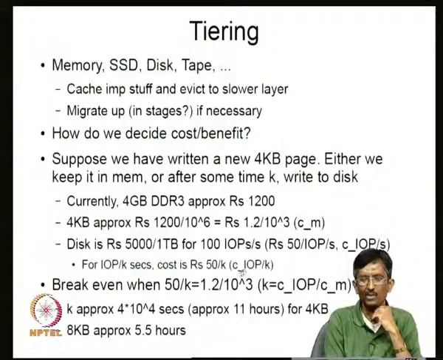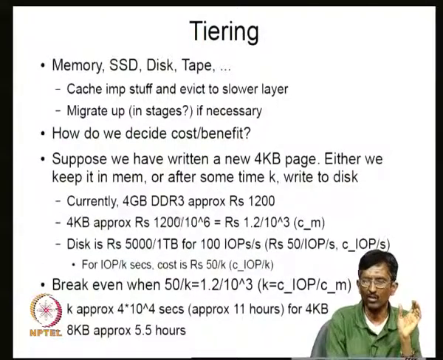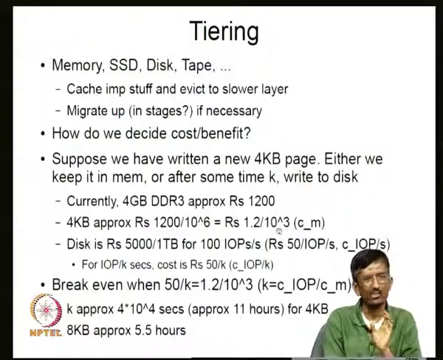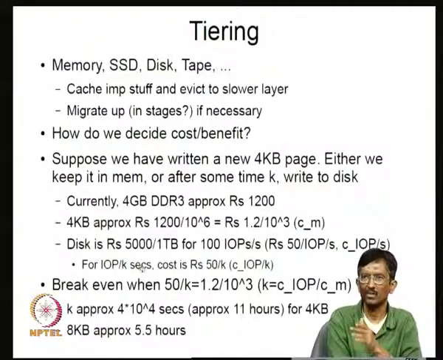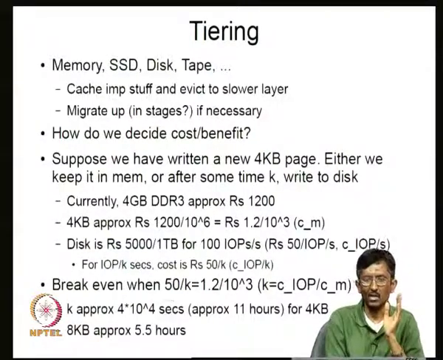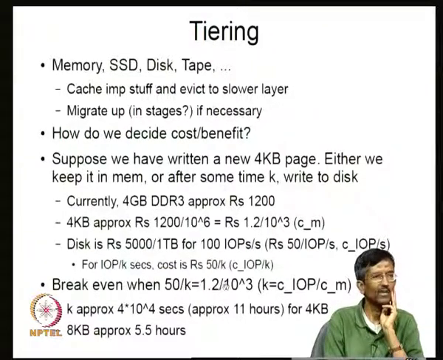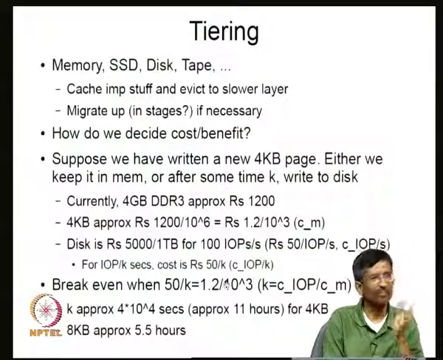The question for us is, because I have to write to the disk, that means the cost is just about the same if you take the cost of that 4 kilobyte, if I am going to write once every k seconds, because I need to get a disk of that IOP rating. So these costs are about the same when 50 by k is equal to the cost of 4 kilobyte. So this is some kind of break even at this point.